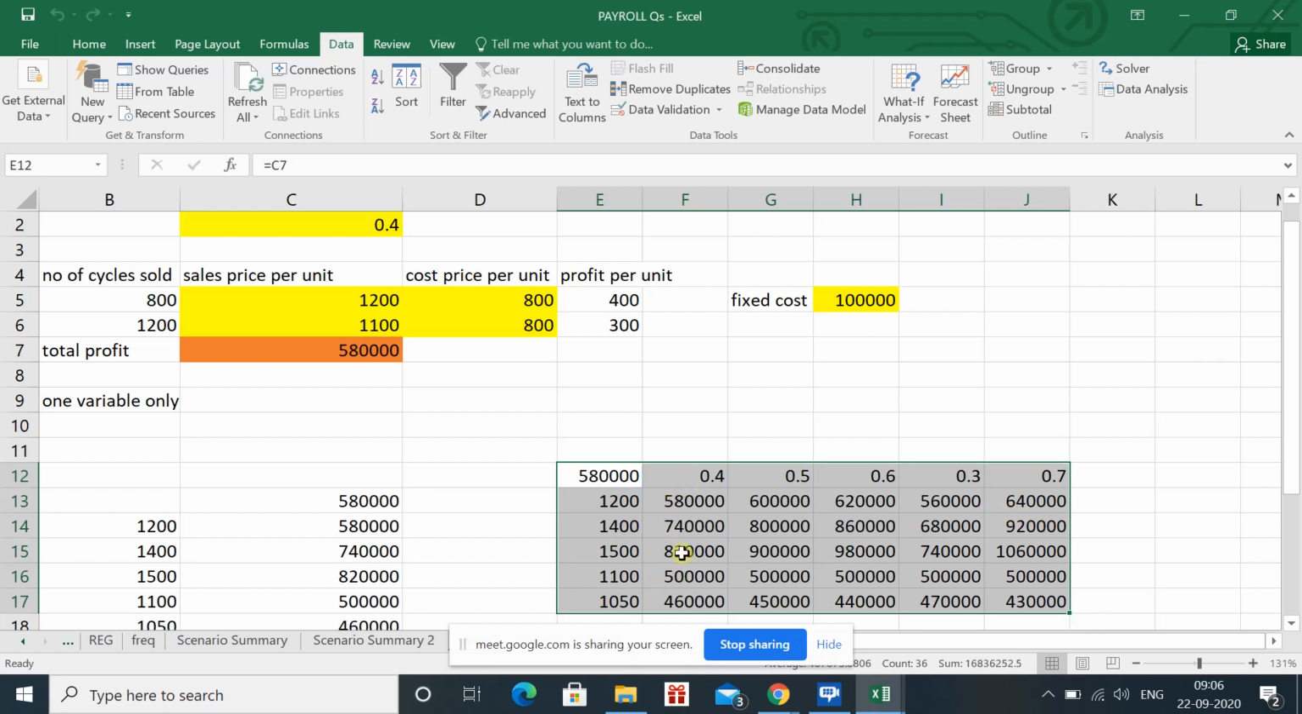And here also, if you keep 40% as the percentage sold in the open market but change the selling price: with 1200 the profit is 580, with a selling price of 1400 it is 740, and with a selling price of 1500, 820 will be the profit. If your selling price is 1100, then 5 lakh will be the profit. If your selling price is 1050, then 460 will be your profit when the percentage sold in the open market is fixed. Okay, so these are the two steps.